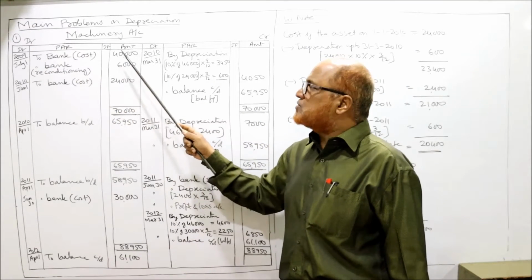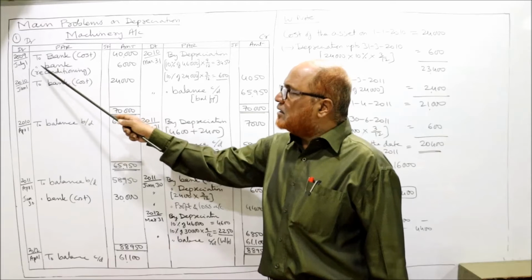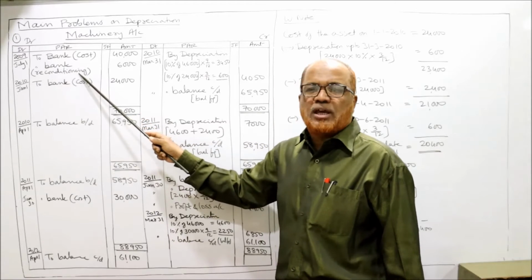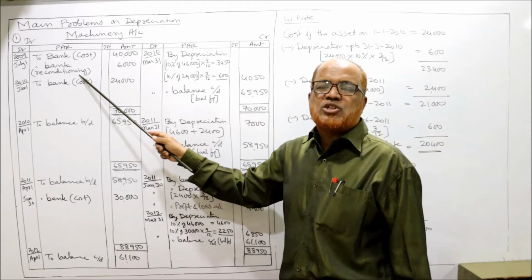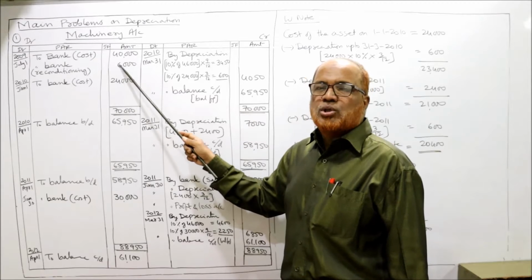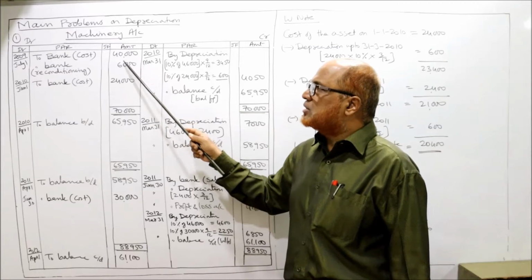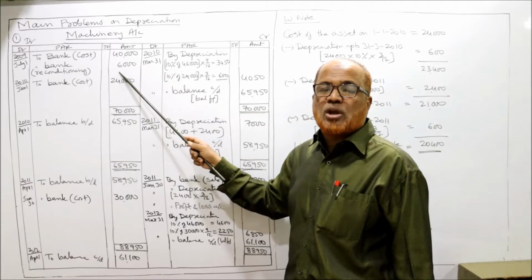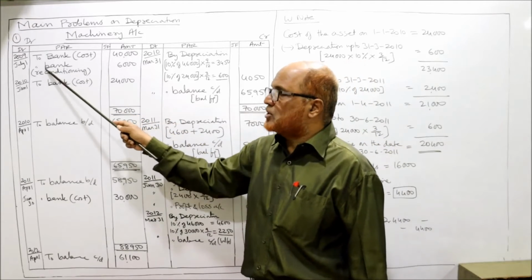The cost of the machine was 40,000. And again to bank, reconditioning. How much reconditioning expenditure? 6,000. So the machine cost is 46,000. We have to provide depreciation on 46,000. This is the cost of the machine.